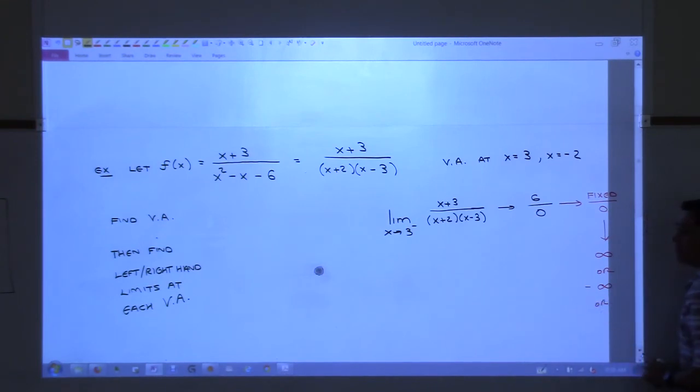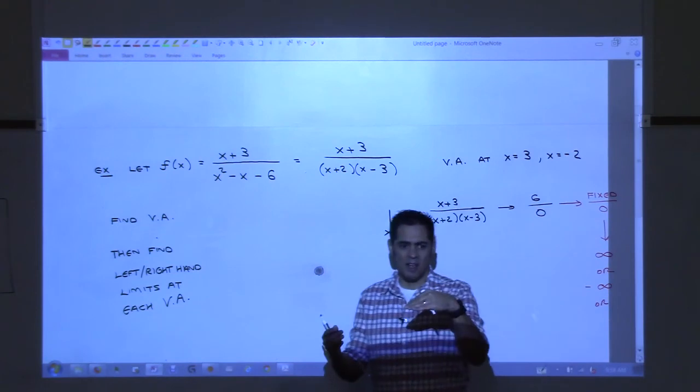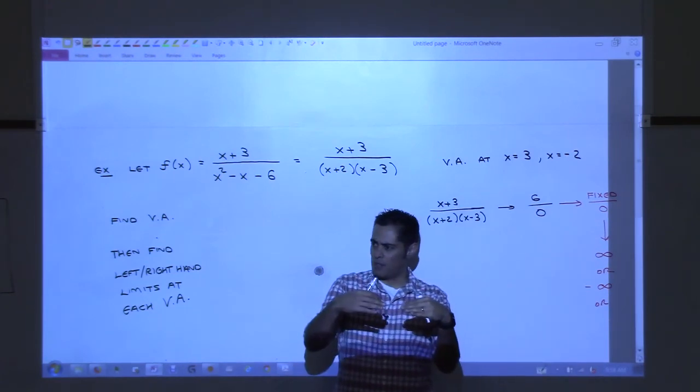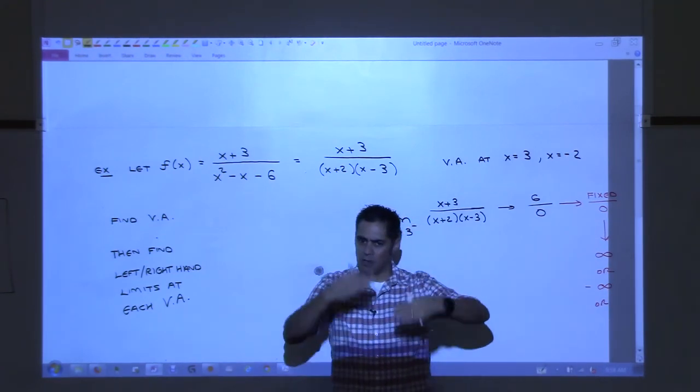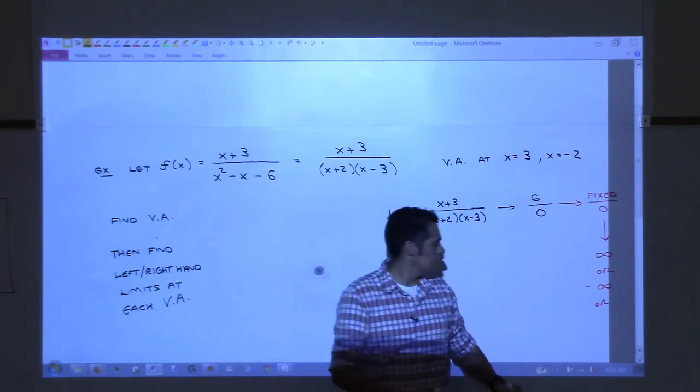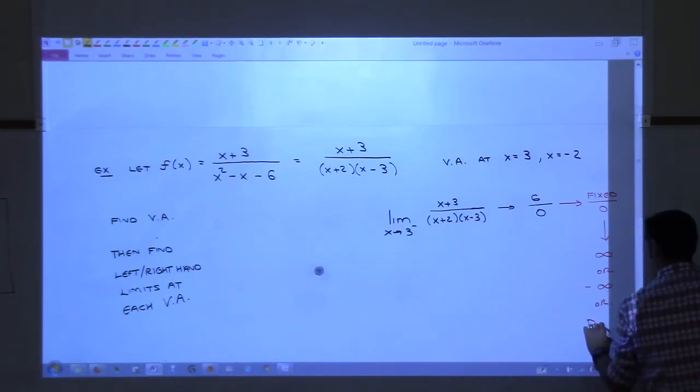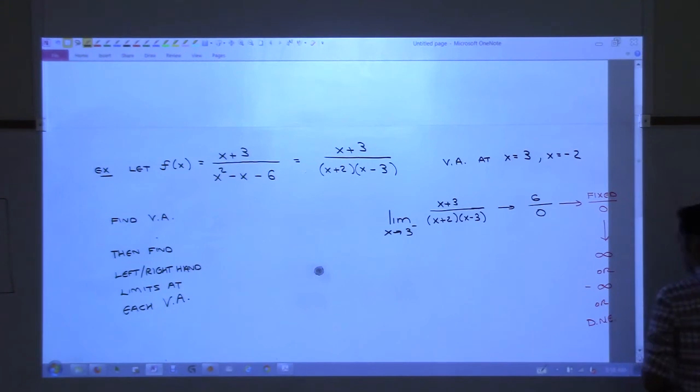Or the last possibility is that from one side it's doing one thing and from the other side it's doing something else, which means that they would go to different places. So you could have does not exist. Okay. You all right with this?